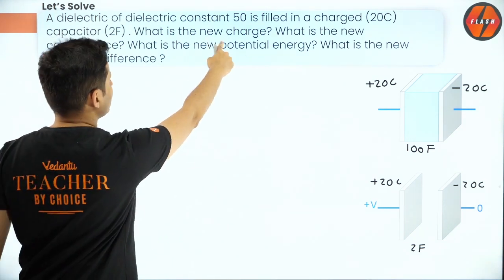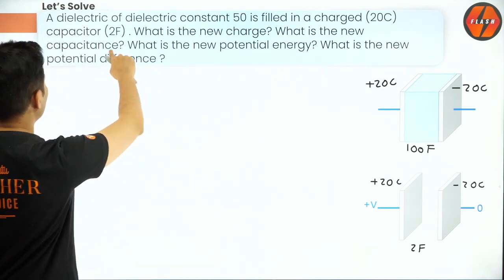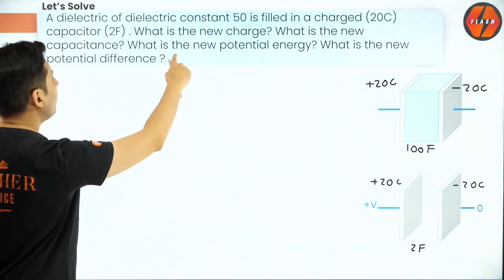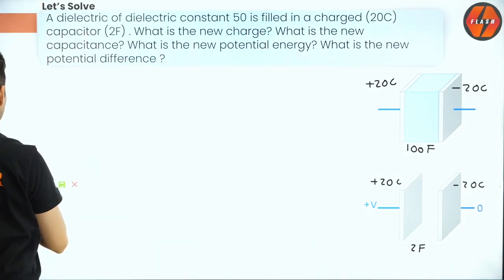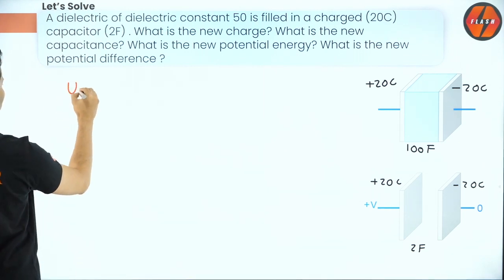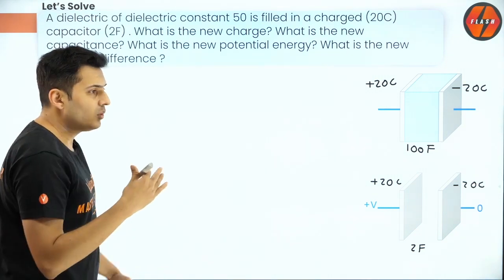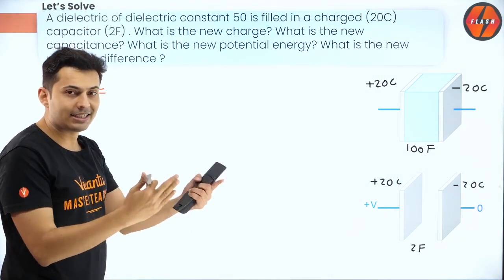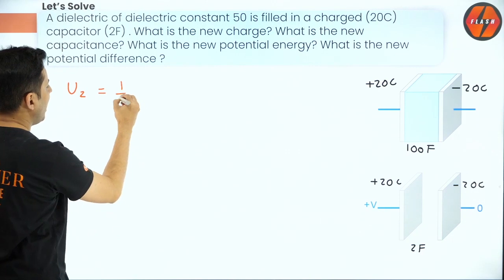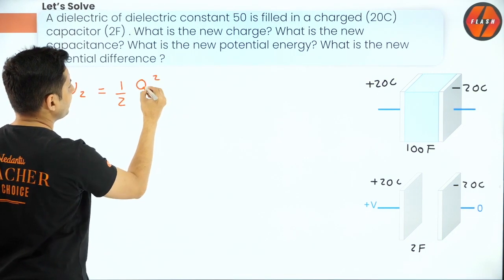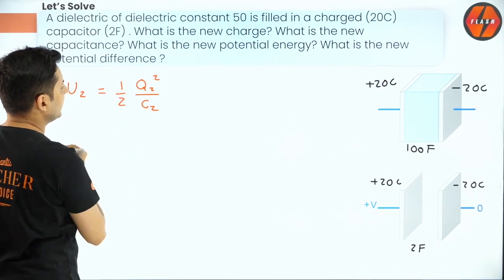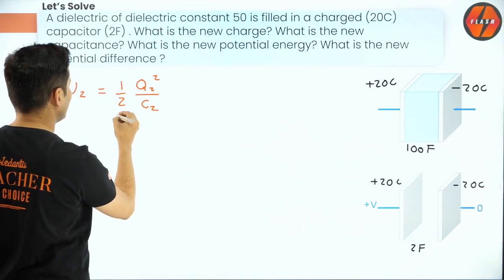What is the new charge? Yes, I did that. What is the new capacitance? That is also done. What is the new potential energy? Well, let's do this. U2 will be, understand, I won't use half CV square because V is not constant. Instead, I will use half Q square by C. That will be better. The new charge is what I'm going to use.